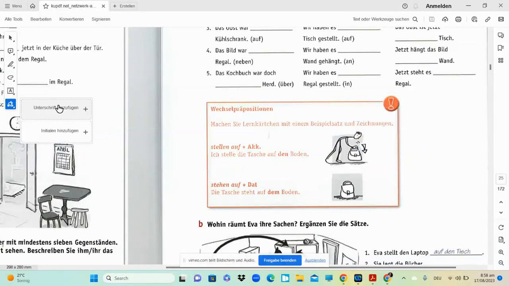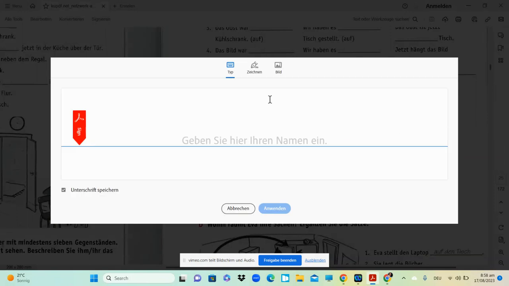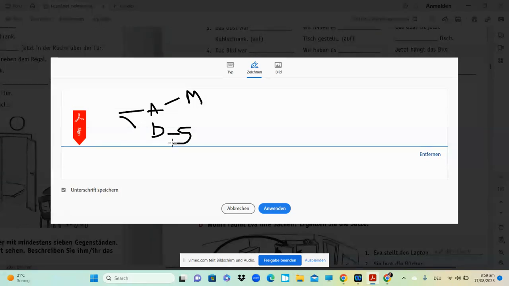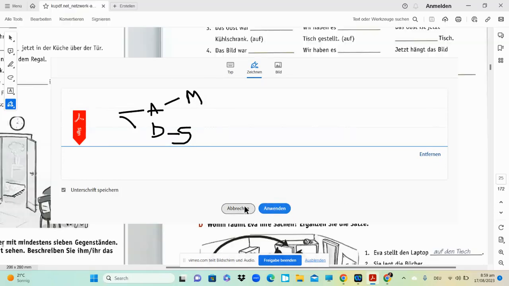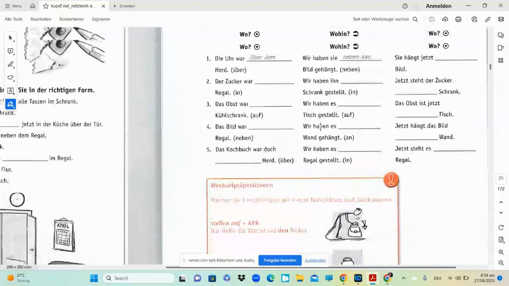Let me just try to scribble it down. If we have two cases, either accusative or dative: for accusative, you have motion, and for dative, it's stable. I'm sorry, this is a total catastrophe. I think it's pretty clear, so let's just cancel it out and come back to the activity.